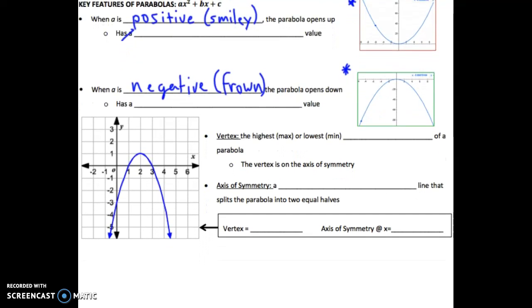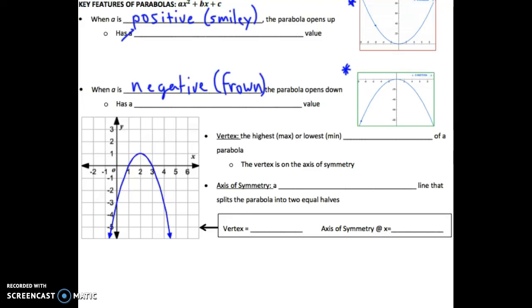You need to be able to just call upon that knowledge instantly while working in this module. You're going to hear that for the rest of Algebra 2. So, a couple key features then. We're going to talk about the vertex and the axis of symmetry right now.